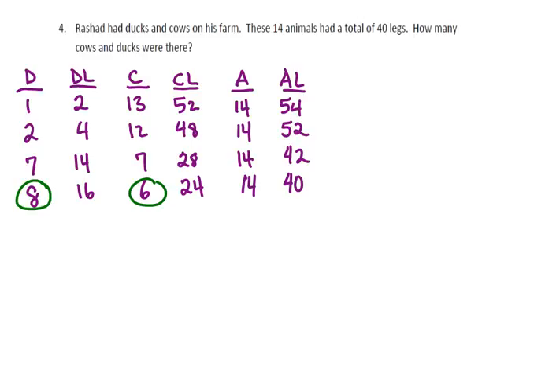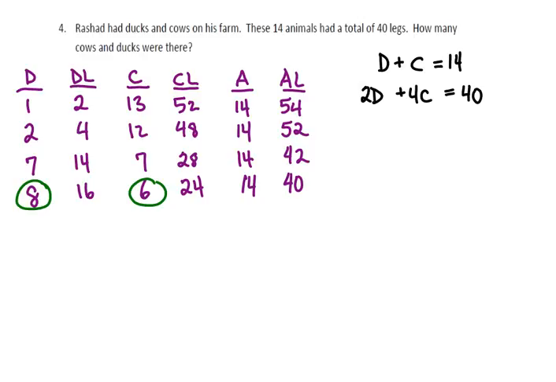Okay, algebraically, we know that the total number of ducks and cows is 14. The ducks have 2 legs. So 2 times the number of ducks will give us the number of duck legs, and 4 times the number of cows will give us the cow legs. The duck legs plus the cow legs added together has to equal 40. Alright, so this is similar to one that we did earlier.